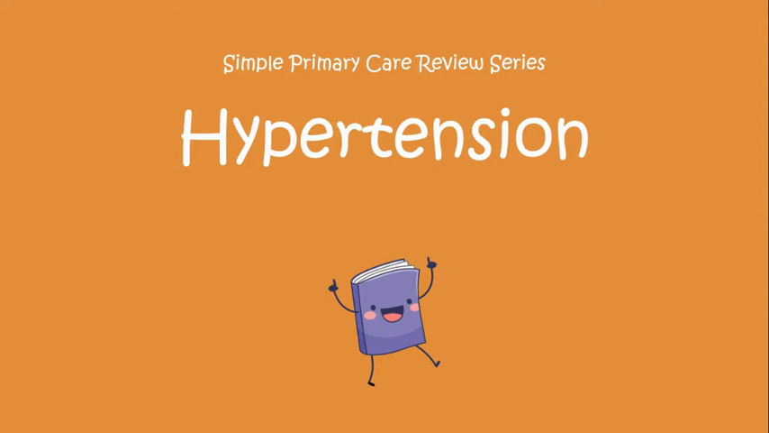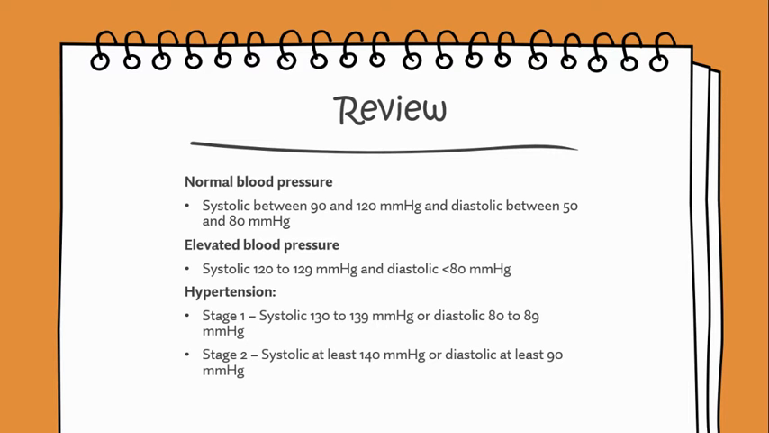So, today we'll begin a simple primary care review on hypertension. The normal blood pressure for systolic will be between 90 and 120 millimeters of mercury, and diastolic is between 50 and 80 millimeters of mercury.